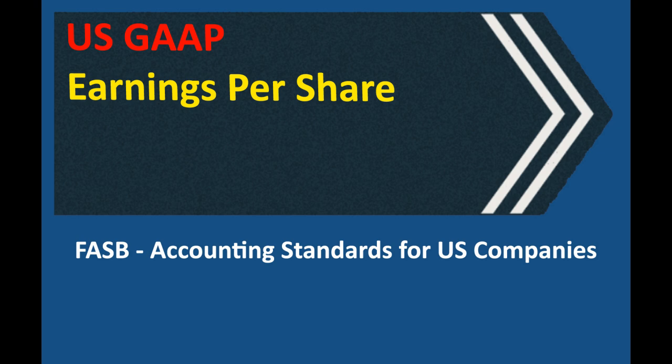EPS sounds so straightforward, doesn't it? Earnings divided by shares. Easy. Right. But look just below the surface and you find all these layers of accounting rules. They're really designed to make sure that per share number actually means something and that you can compare it between companies.